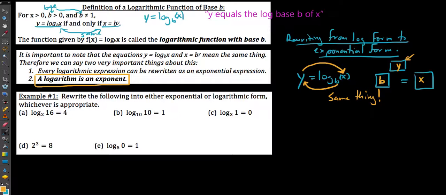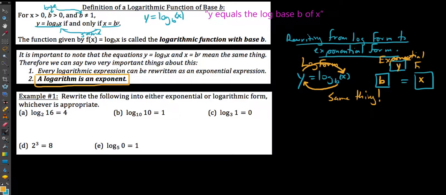We're going to take a moment to look at how we can rewrite logarithmic expressions in exponential form, and also rewrite exponential expressions into logarithmic form, because this opens up a lot of doors for us if we can leap from one form to another. For example one here, rewrite the following into either exponential form or logarithmic form, whichever is appropriate. Letter A is clearly in logarithmic form, so this is log form over here. The right side is exponential form.